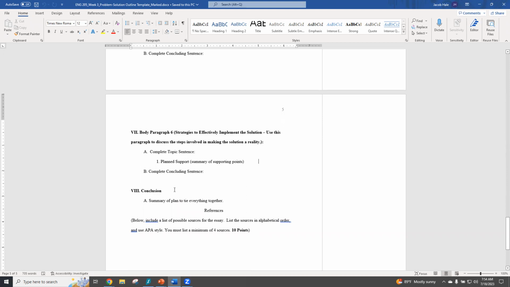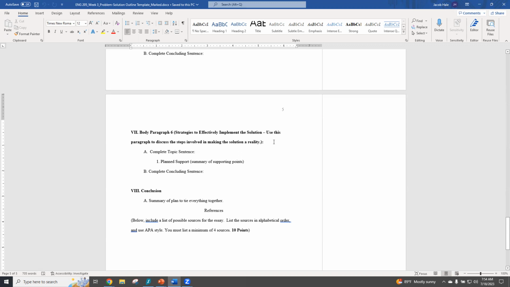For your conclusion for this outline, you don't need to write out the whole conclusion. Just write a couple of sentences summarizing how you plan to end your paper. So that's how you should do your outline. And again, please write that directly on this document that is provided to you.